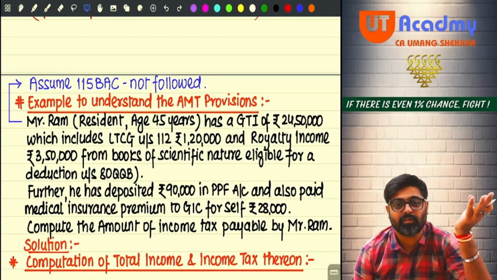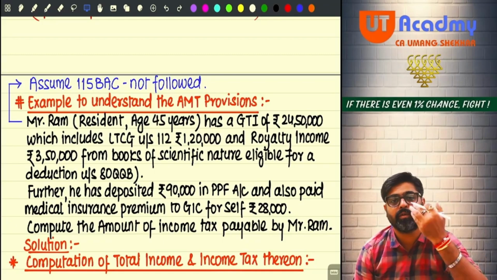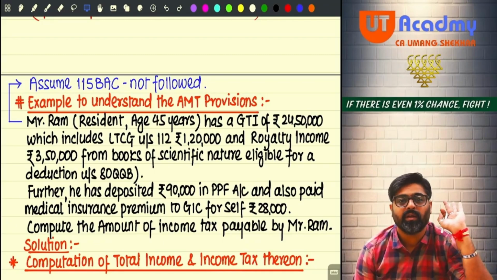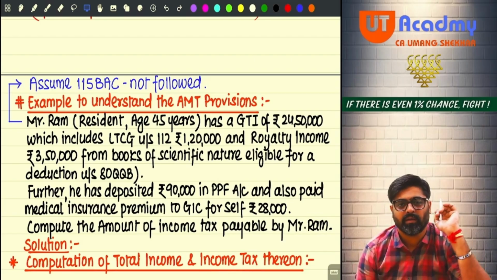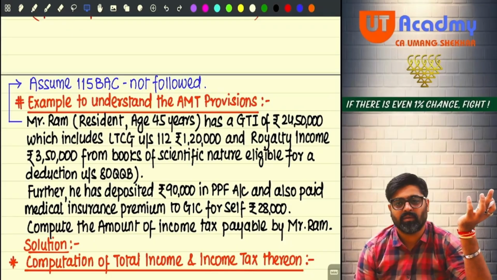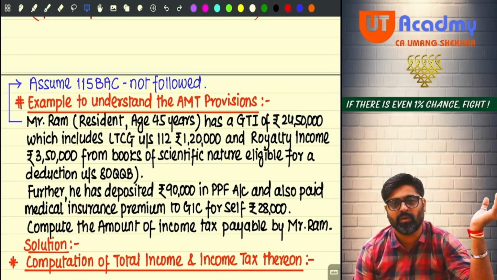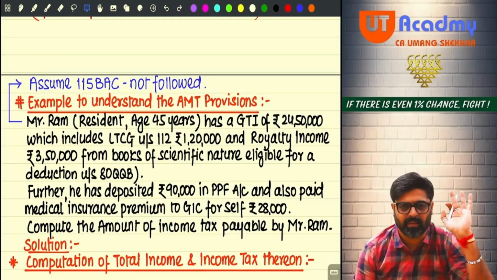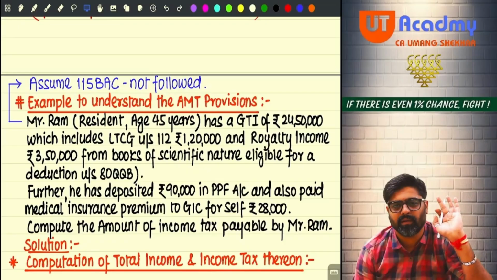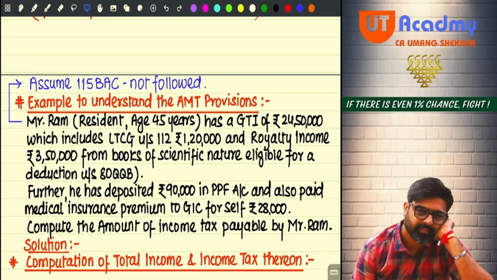Now in that I will give you salary also, I will give you house property also, I will give you other sources. Or I might give you PGBP, I might give you other sources and one income salary. I might introduce the provisions of clubbing also. I might introduce the provisions of set off also. It can be any type of question now. Getting my point? But the solutions will be like this only. Will you be able to do it?